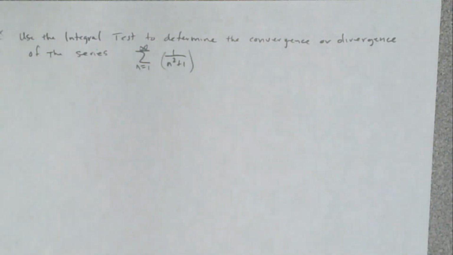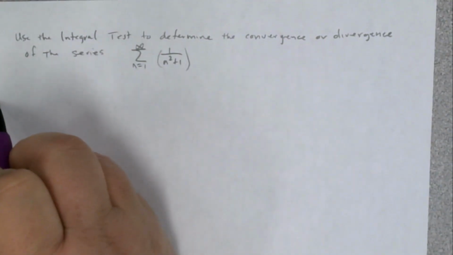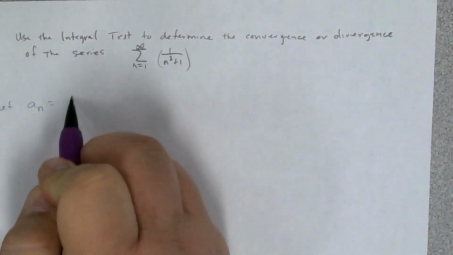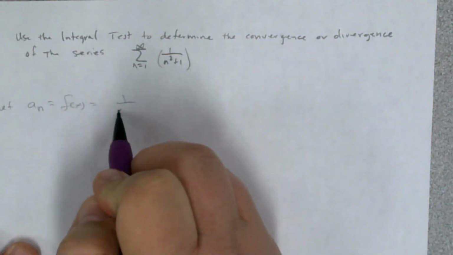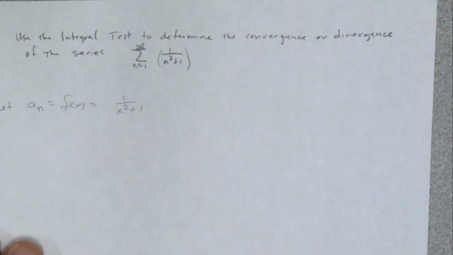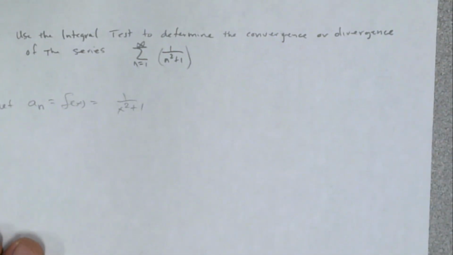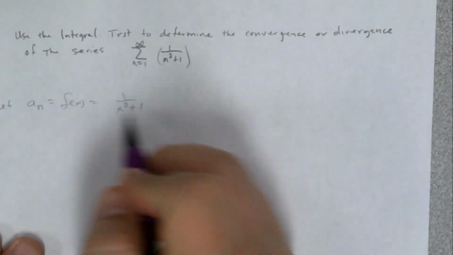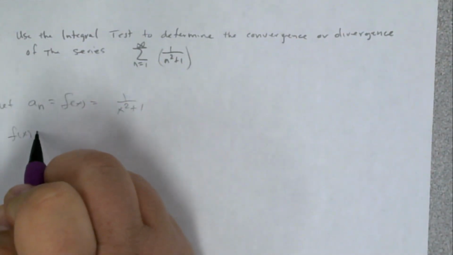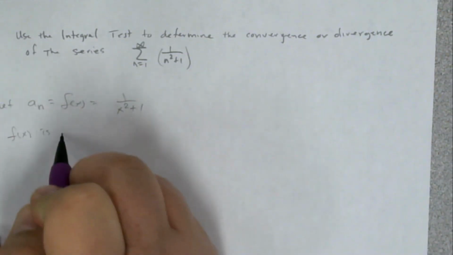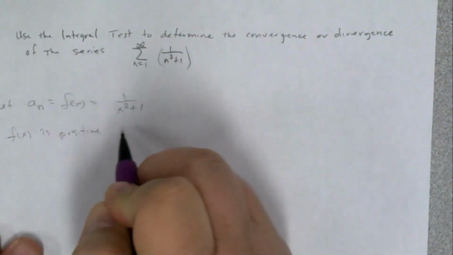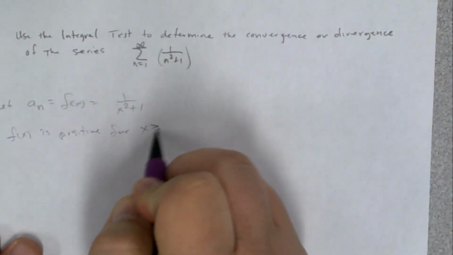Okay, so we're going to do this one, use the integral test to determine whether or not this series converges or diverges. So here we go. a sub n, f of x, is 1 over x squared plus 1. Okay, we need to check the criteria. You just need to make your statement if it's easy to do. So f of x is positive for x greater than or equal to 1.